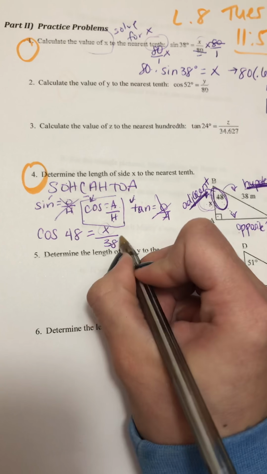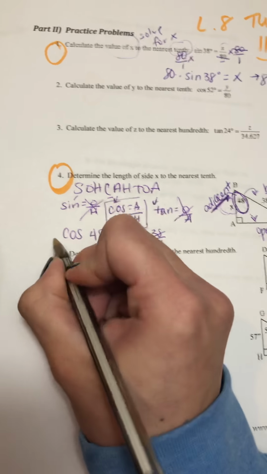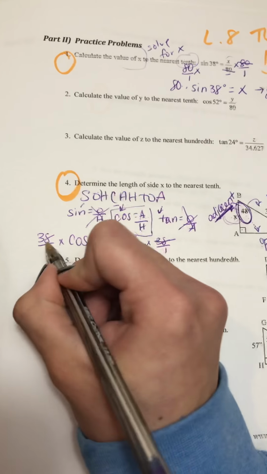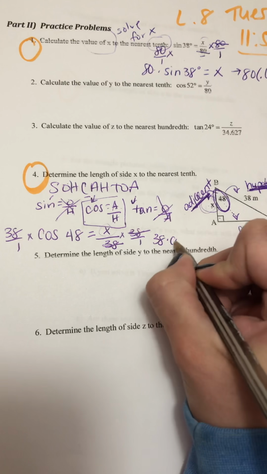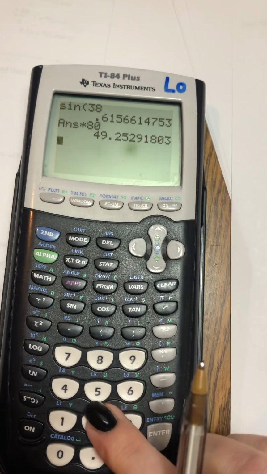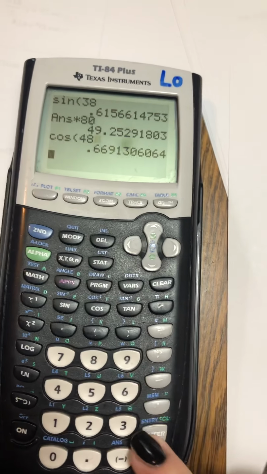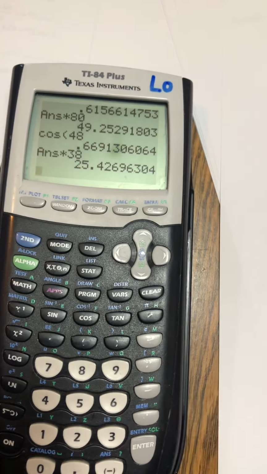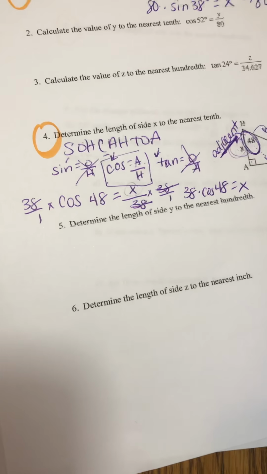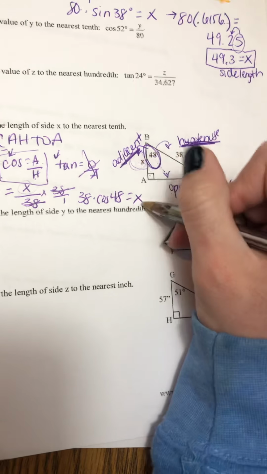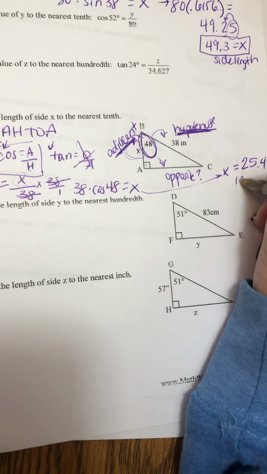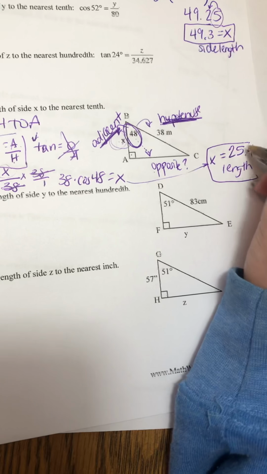Again, I want to solve for x, so multiply by 38 over 1 on both sides. It's my denominator, I want to get rid of it, move it to this side. So now I have 38 times cosine of 48 equals x. Let's find out what cosine of 48 is first, times 38, 25.4. So x equals 25.4, and that's again a length. Okay.